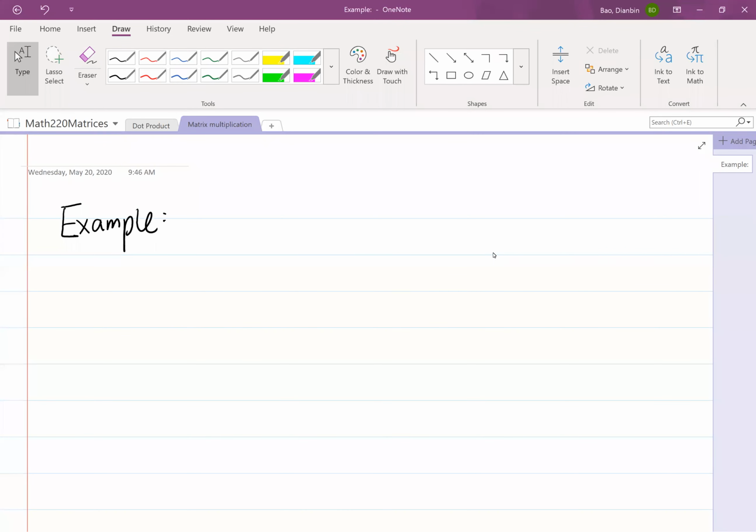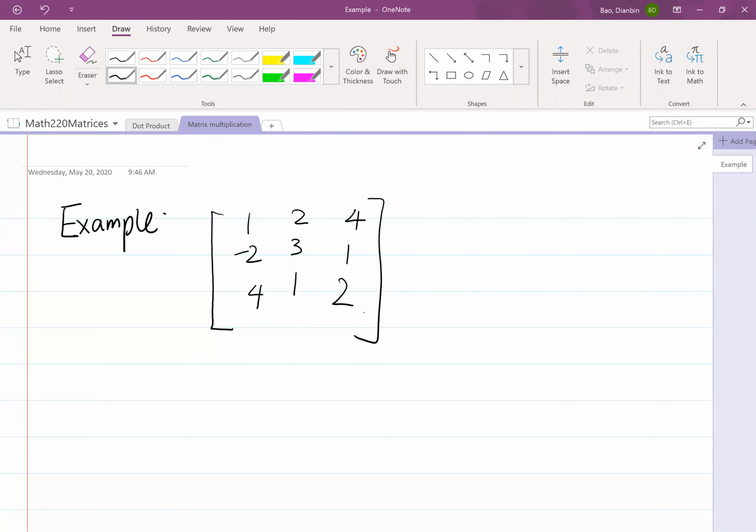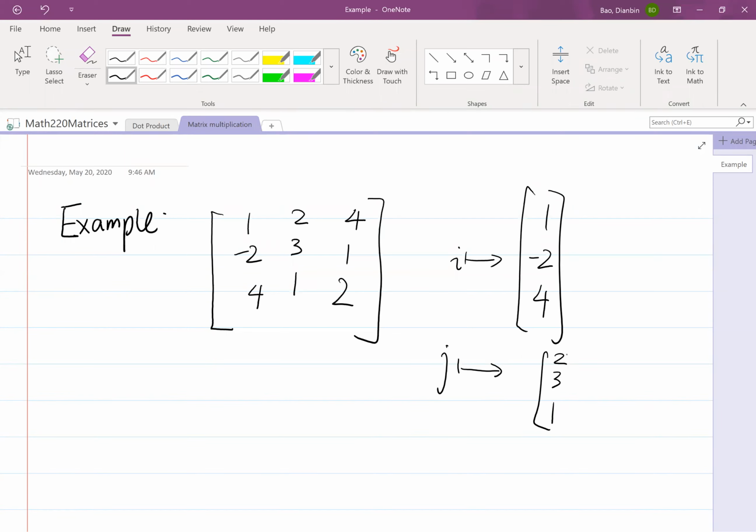Okay, suppose the matrix A is given by this: negative 1, 1, negative 2, 4, 2, 3, 1, 4, 1, 2. Now this matrix, the first column, 1, negative 2, 4, gives us the image. So we plug in i, we get the first column. We plug in j, we get the second column. We plug in k, we get the third column.